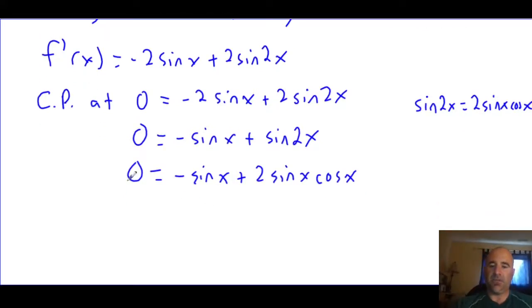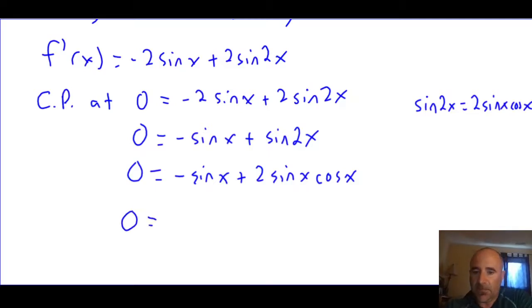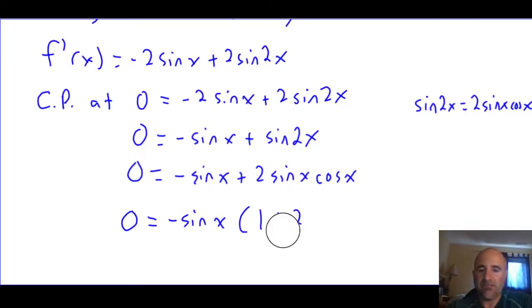From there, especially because this is set to 0, I can actually factor out the sine x. I'll actually factor the negative sine x out. And I'm left with 1 plus 2 cos x. Sorry, 1 subtract 2 cos x.